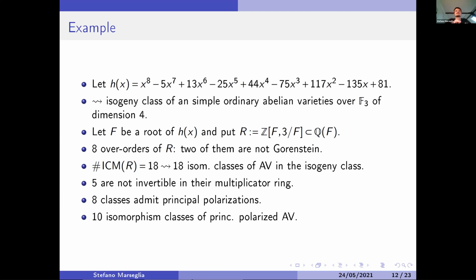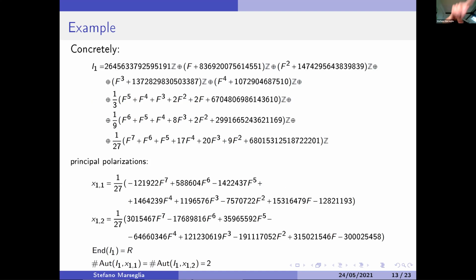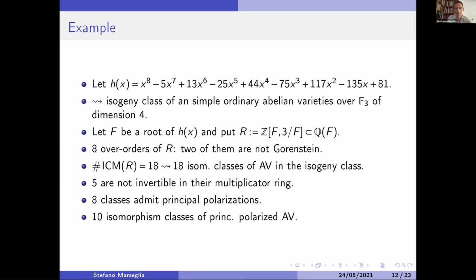Of these 18 isomorphism classes, 10 do not admit a principal polarization, so 10 are not principally polarized. 8 of them admit a principal polarization, but actually 2 of them admit more than one. So there are 2 isomorphism classes with 2 principal polarizations each, if I remember correctly, and one of them is the one I showed in this slide. Then there are some others that have only one, and a bunch of them which do not have a principal polarization. Okay, thank you, Romain. That makes sense.